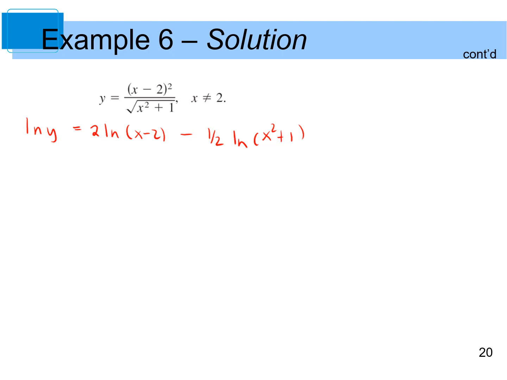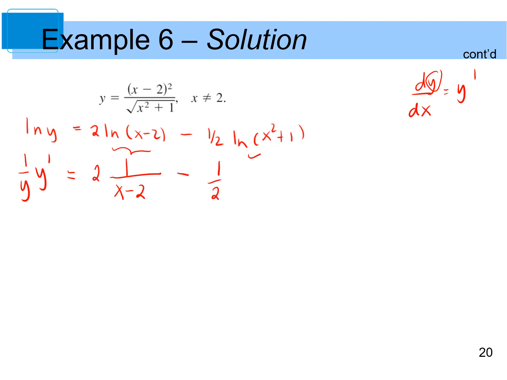So the derivative of ln of y, if you remember, we're going to get dy over dx or y prime. Whenever we differentiate y, we're going to differentiate it implicitly, so we have to multiply by y prime. So the derivative of ln of y is 1 over y times y prime. Then we differentiate the right side. This is equal to 2, we just copy 2, times the derivative of ln of x minus 2. Remember, it's u prime over u. So we put x minus 2 in the denominator, and in the numerator, the derivative of x minus 2 is 1. Minus, we copy 1 half.